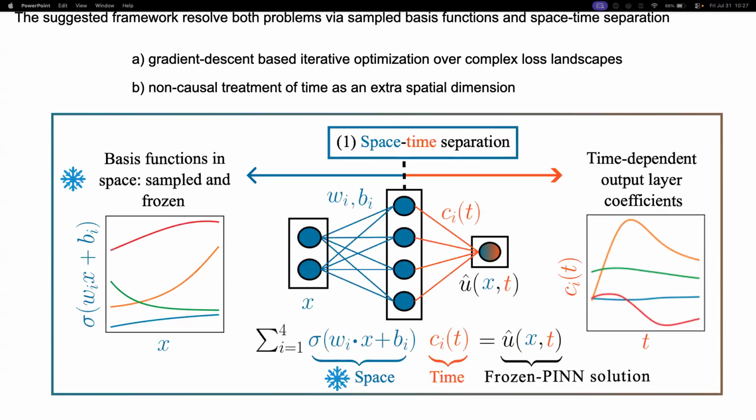So the other suggests a framework to resolve both problems via sampling basis functions, which is a method that utilizes the neural network system, but not using the gradient descent-based optimization. Explaining this will be the first part of my talk. And on the second part of the talk, I will explain the method that solves the non-causal treatment of time. So let's start from the beginning.